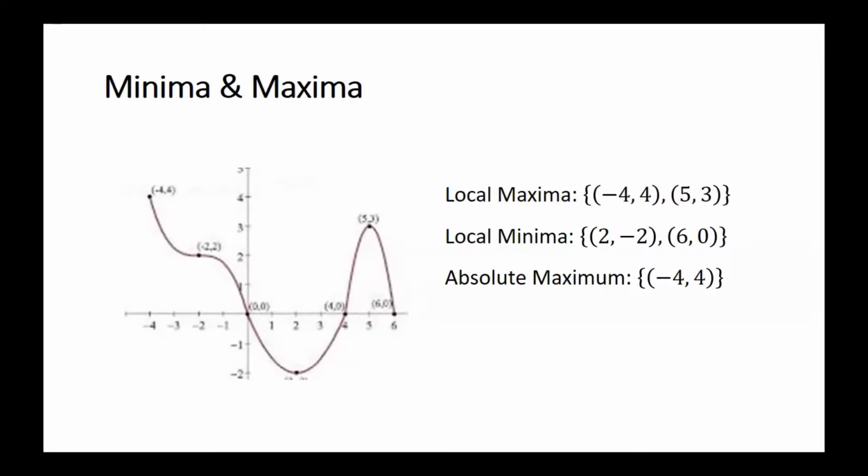The absolute maximum is the highest point of the whole graph, and we see that occurs on the left-hand side at (-4, 4), and the absolute minimum obviously occurs at (2, -2), that being the lowest point on the graph.